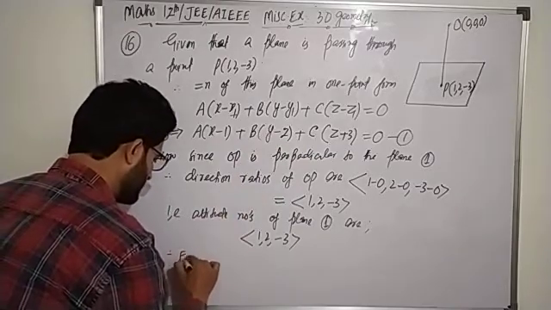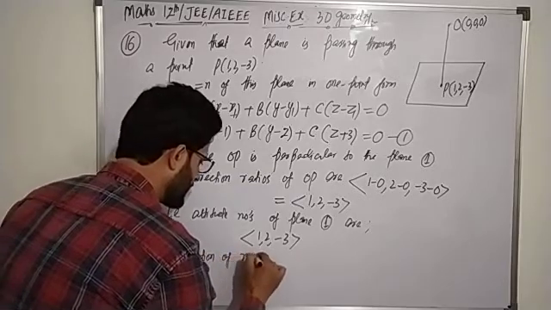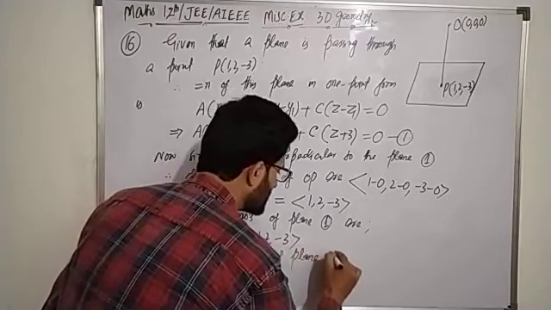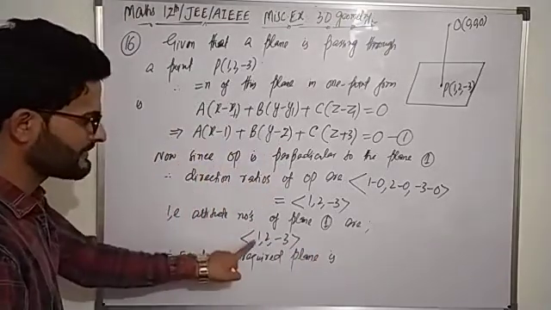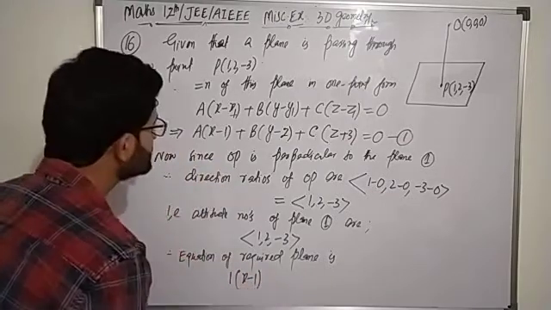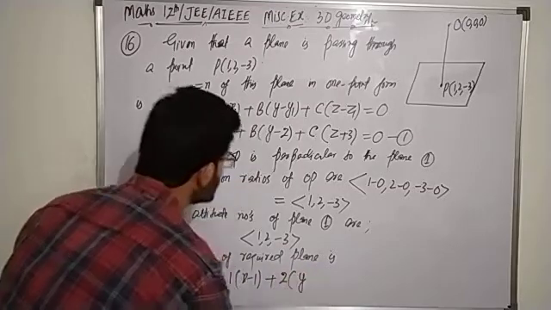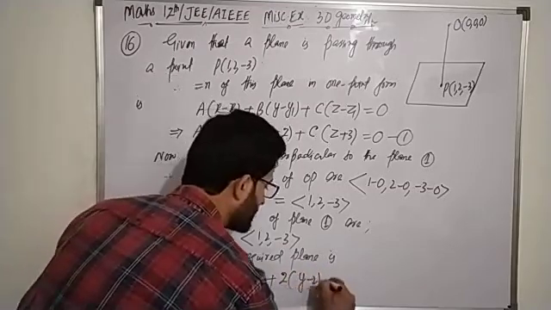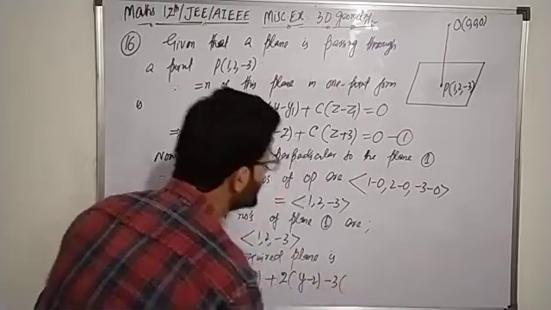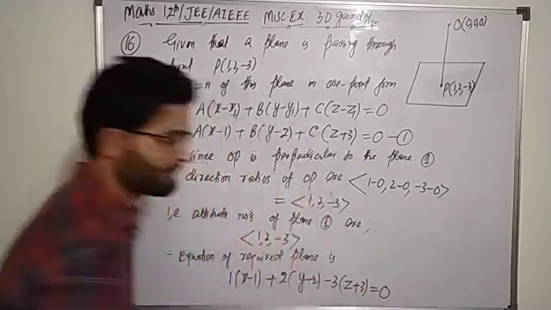Therefore equation of required plane is, yes, A into x minus x1, A के बदले 1 into x minus 1, plus instead of b we have 2, so b into y minus 2, plus instead of c we have minus 3, so minus 3 into z plus 3 is equal to 0.